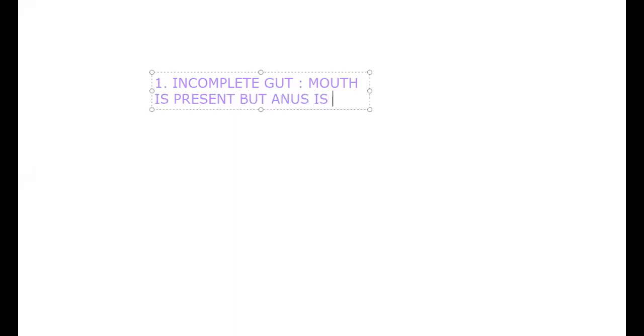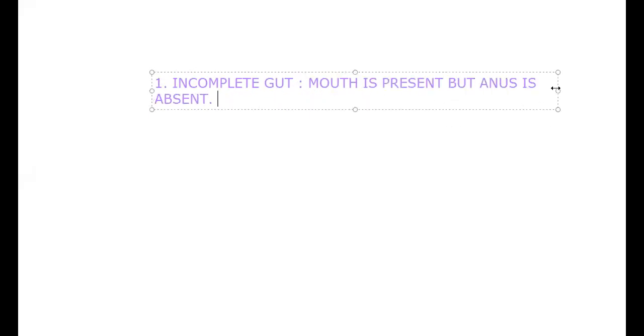So gut-wise, what is incomplete gut? Mouth is present, only one opening. Mouth is present, but the second opening, anus, is absent. Mouth present, but anus is absent. So where do you see this kind of sac-like gut? We say incomplete gut or sac-like gut, and we are going to see this in the phylum Platyhelminthes.